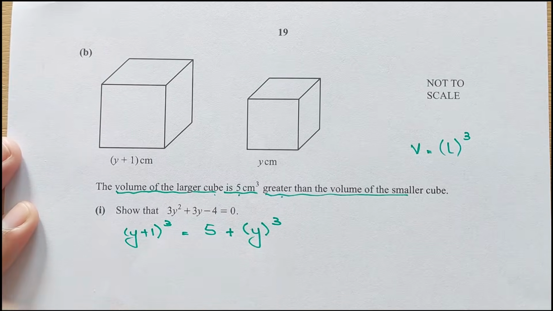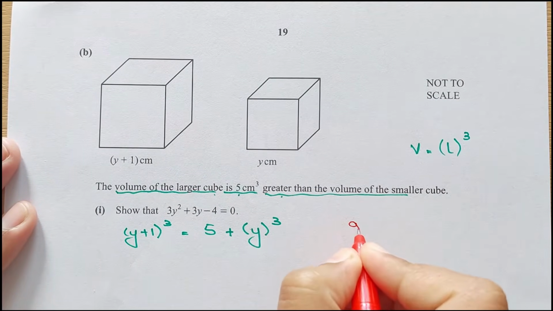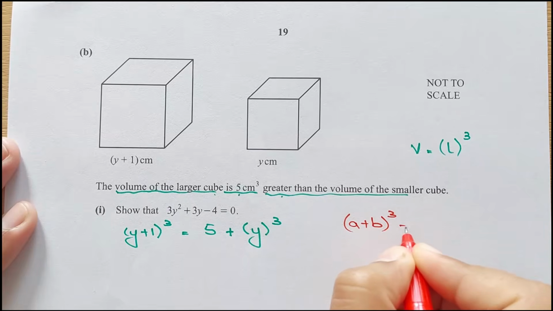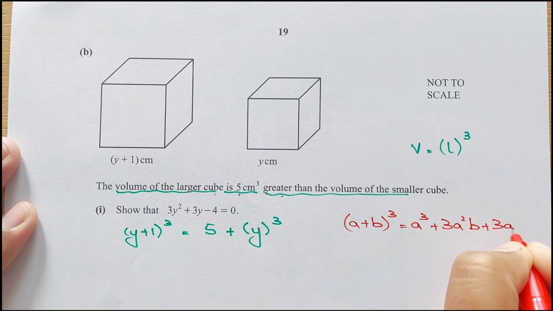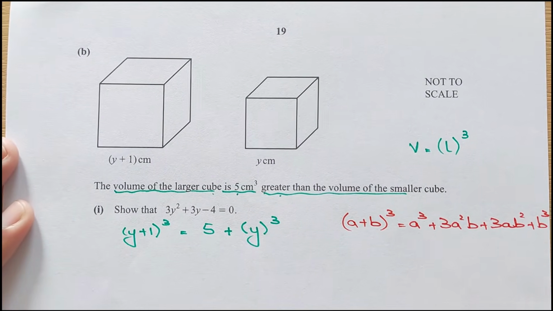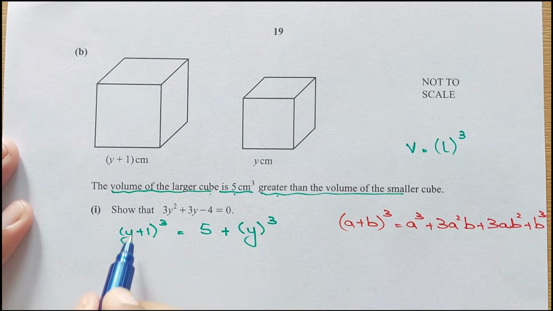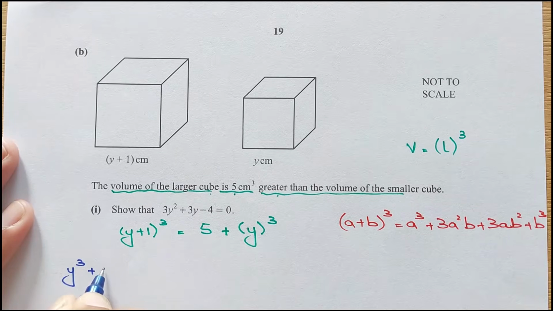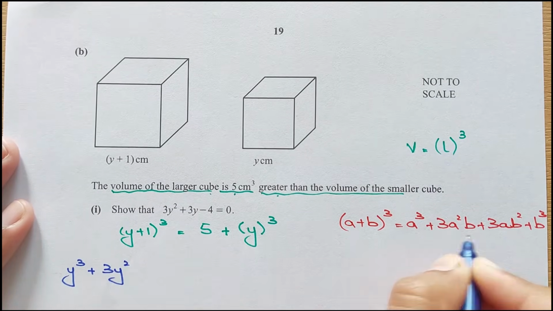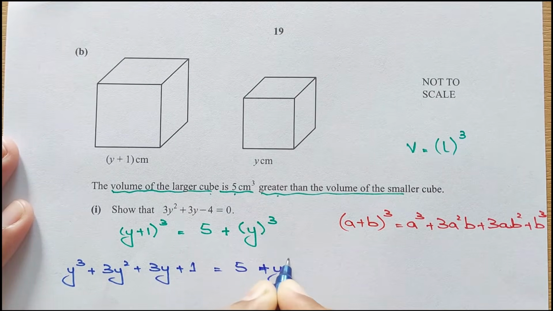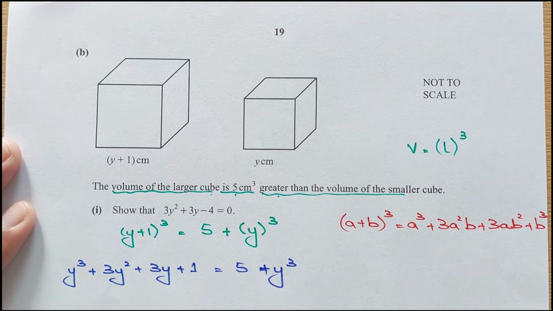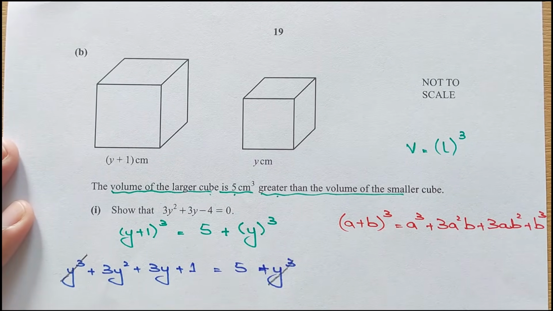Now let me open the cube. So using the formula of a plus b whole cube, a plus b whole cube is equal to a cube plus 3a square b plus 3ab square plus b cube. That is the formula that I'm going to apply over here. A is my y and b is 1. So we can say y cube plus 3y square, and b is 1, plus 3y times 1 square plus 1. This is equal to 5 plus y cube. Shifting the y cube over here, y cube minus y cube is cancelled.